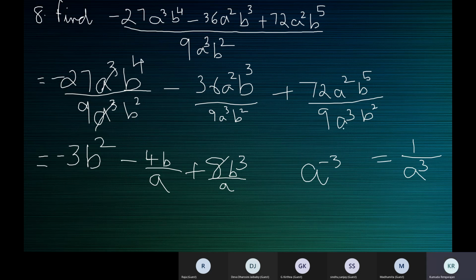Here also, a square by a cubed will be a to the power minus 1. In the numerator, it will be a to the power minus 1. In the denominator, it will be a to the power 1, positive 1. A to the power 2 minus 3 is a to the power minus 1. Bring that to the denominator, it will become a to the power 1. Positive it becomes, minus 1 becomes plus 1. All right, this is the final result, children. This is the final result, that's it.